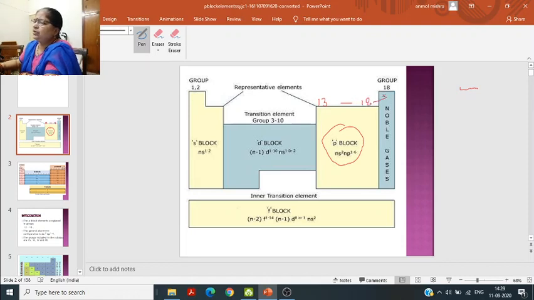Now this group 18 is taken as noble gases. They are also included in P block except the first element of group 18, helium, that has configuration 1s2. The S block consists of group 1, 2, and groups 3 to 10 are transition elements. D block we have to study in a separate chapter, and F block.